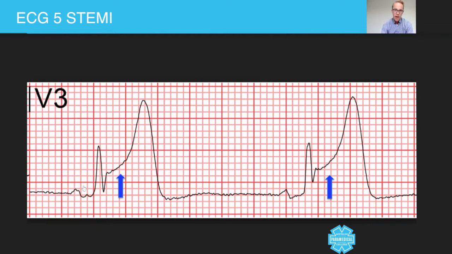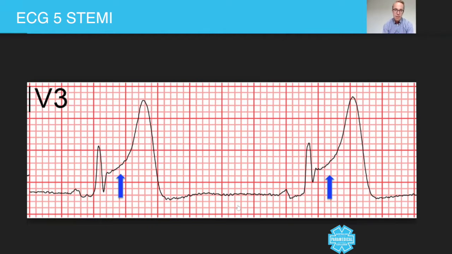Then you have the P wave. Now there's no Q wave, but that's fine. Don't worry about that. RS. And then here we have the J point. Now the J point should be down here, but it's not. It's 1, 2, 3, and a little bit above the isoelectric line. So this is what we call a STEMI. Well, it's at least an ST segment elevation.